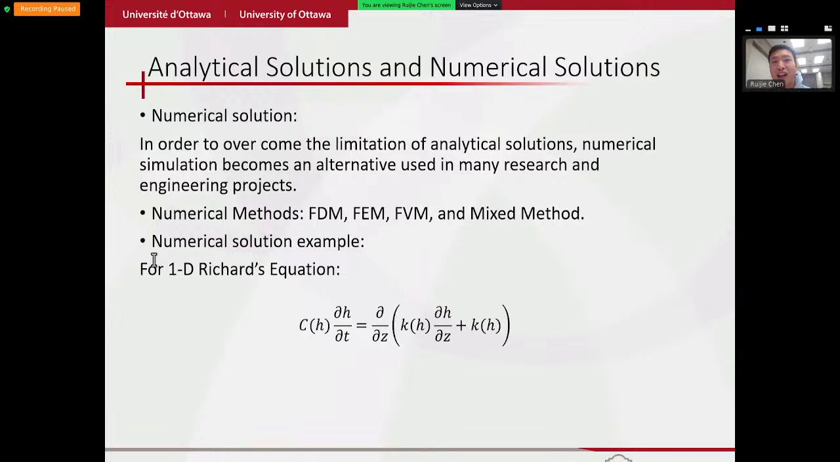So in order to overcome the limitation of analytical solutions, numeric simulation becomes an alternative tool used in many researches. The most popular methods are the finite difference method, finite element method, and finite volume method. For the one-dimensional Richards equation, the capacity form is written like this.